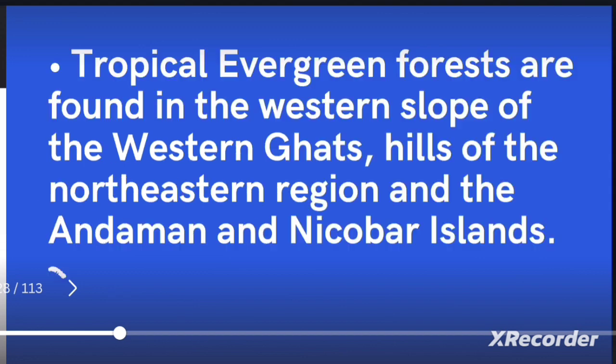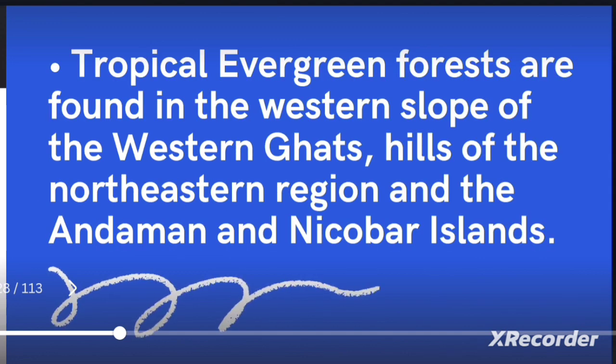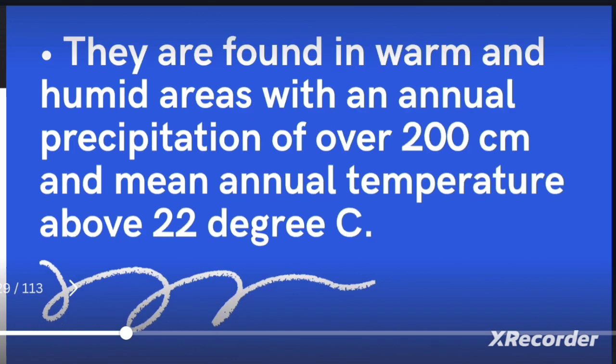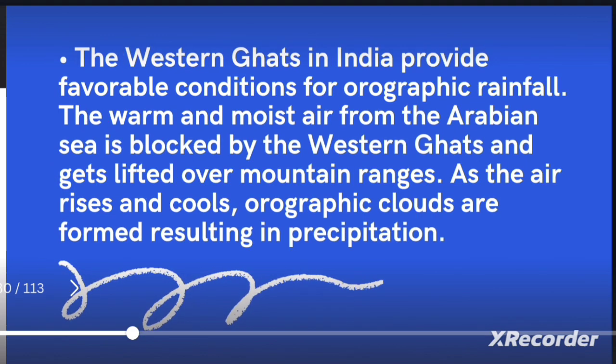New topic. Tropical evergreen forests are found on the western slope of the Western Ghats, the hills of the northeastern regions, and the Andaman and Nicobar Islands. They are found in warm and humid areas with an annual precipitation of over 200 centimeters and a mean annual temperature of about 22 degrees Celsius. The Western Ghats in India provide favorable conditions for orographic rainfall.